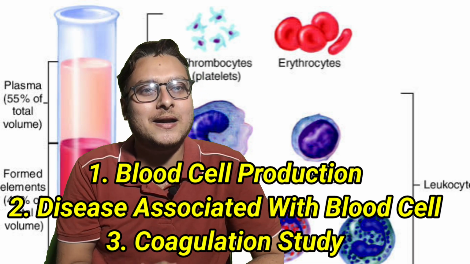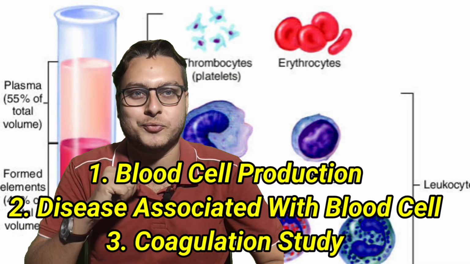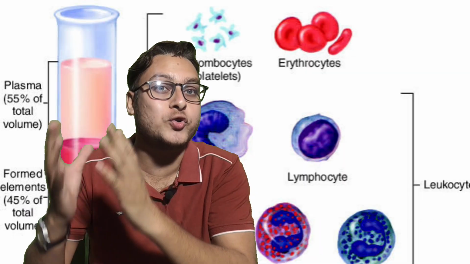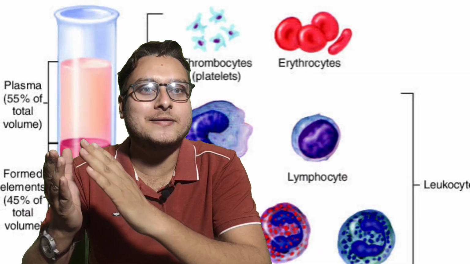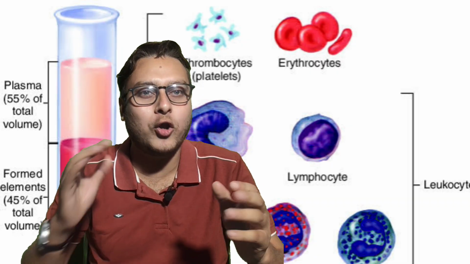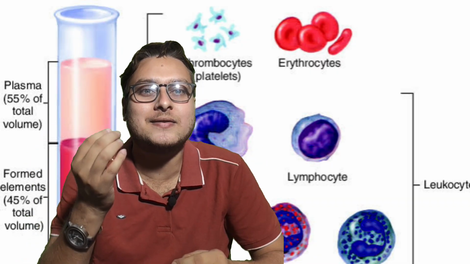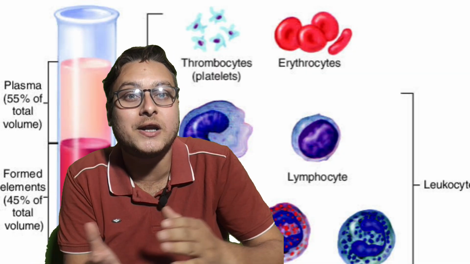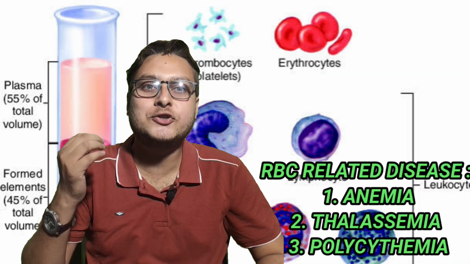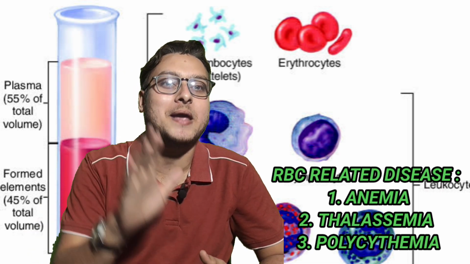So what are the abnormalities that are involved? We all know that blood is a liquid connective tissue, and in blood there are two different portions. 55% is called plasma and 45% is called the cellular component. We all know that. But in the cellular component, each and every specific cell has a specific related disorder. For example, in the case of RBC, the major disease involved is anemia.